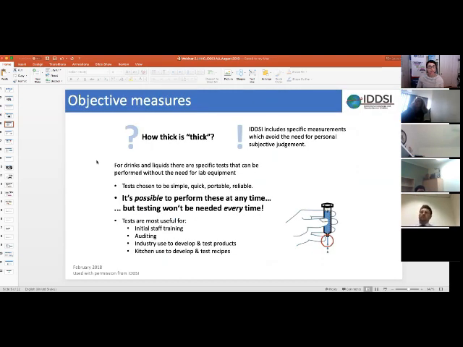So in terms of that objective measurement, it helps us to get around the question of how thick is the thickness that I look at when I'm tilting a glass, for example, and whether it's the same as what you would call a particular thickness level. So with IDDSI, we were trying to get around the need for subjective or personal judgments. So the tests are simple, quick, portable and reliable. While it's possible to perform the tests at any time, you won't need to do the tests every time. So the tests are most useful for initial staff training when you're doing your auditing, industry use to develop and test products, and also kitchen use when you're developing and testing recipes.